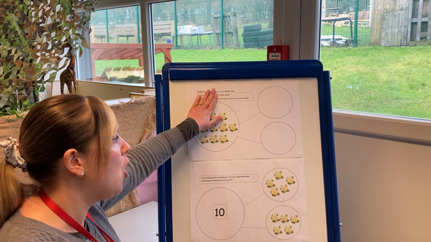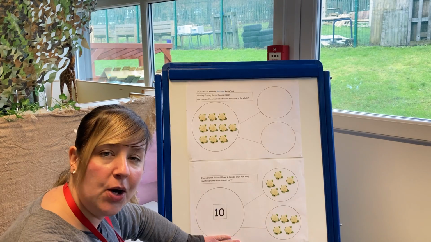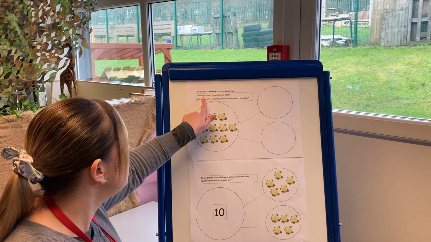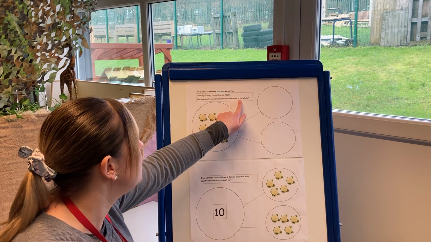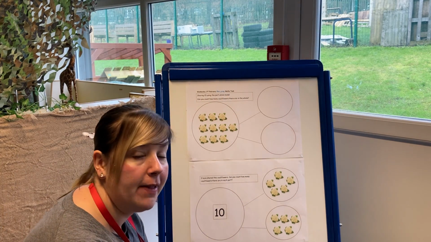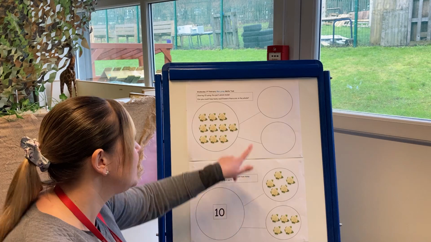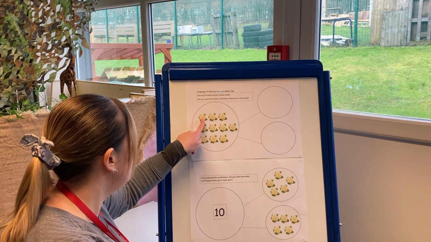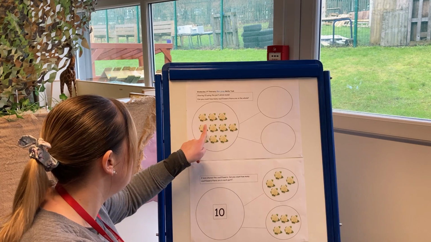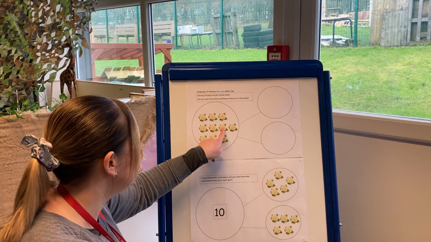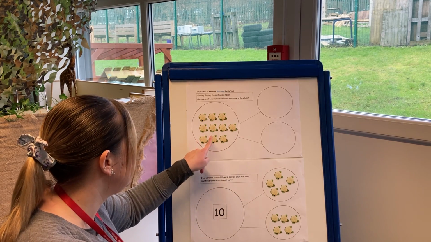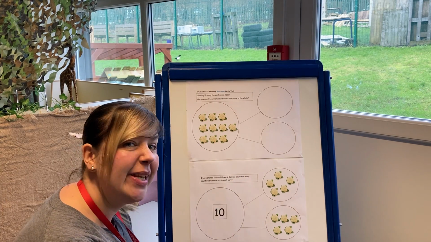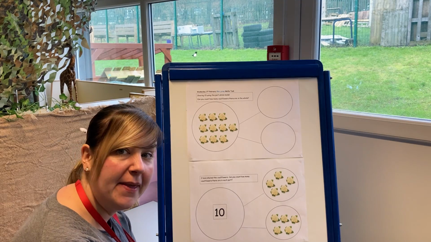I'm going to talk through how to do this at home so we all know what we are doing. The first thing it's asking us to do is count the cauliflowers. So we're going to count them together. You ready? 1, 2, 3, 4, 5, 6, 7, 8, 9, 10. Okay, so that's all we need to do there. We don't need to do anything else.